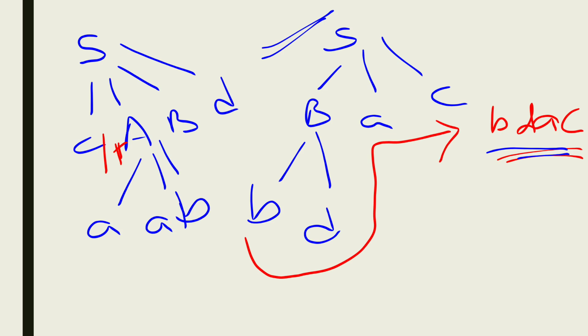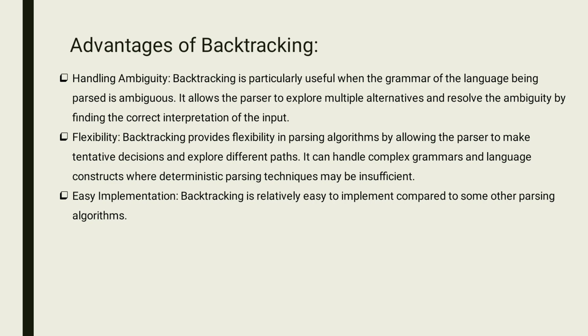So this is how backtracking is done. If you're not getting the expected output, we have to backtrack, move back to the position, and replace it with the next production. And then, what are the advantages? Moving on, let us see the advantages of backtracking. Handling ambiguity: backtracking is very useful when the grammar in the language being parsed is ambiguous. It allows the parser to explore multiple alternatives, resolve the ambiguity and find the correct implementation.